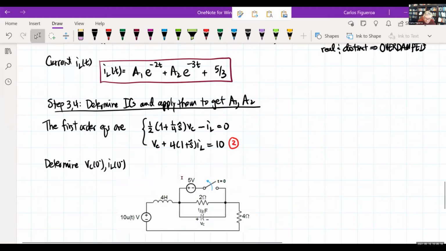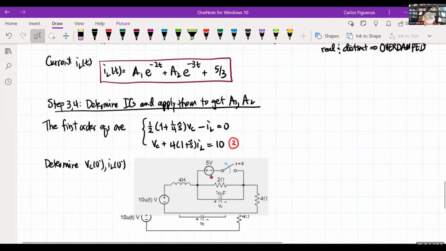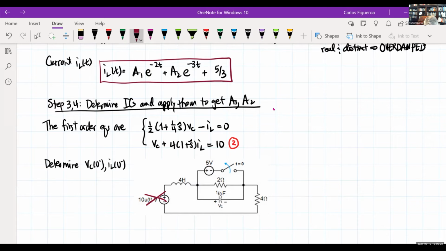So if I go in here and I look at this guy, what am I really seeing here? Well, what I'm really seeing here is that this guy doesn't exist, but I have a 5-volt source here. So what I'm seeing here is that I have a short for the inductor. I have my 2 ohm. I have an open for my cap. And then I have a 5-volt source here.